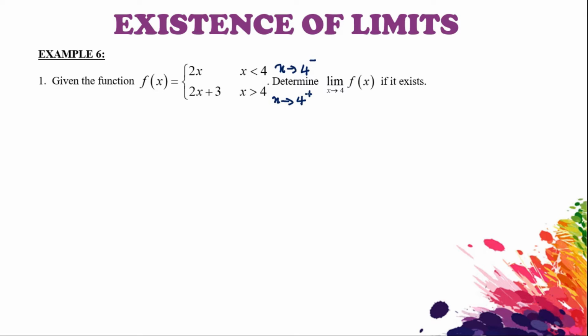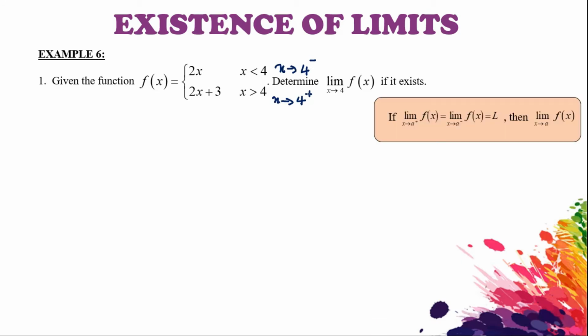So now we can find the limit as x approaches 4 from the left and the limit of f(x) when x approaches 4 from the right, as you can see from this definition. Now we have the limit of f(x) when x approaches 4 from the left, but which function must we choose? We know that x approaches 4 from the left, so we have the function 2x. So we just do substitution. Substitute the value of 4 into x, so we have 2 times 4 equals 8. So that is our limit from the left.